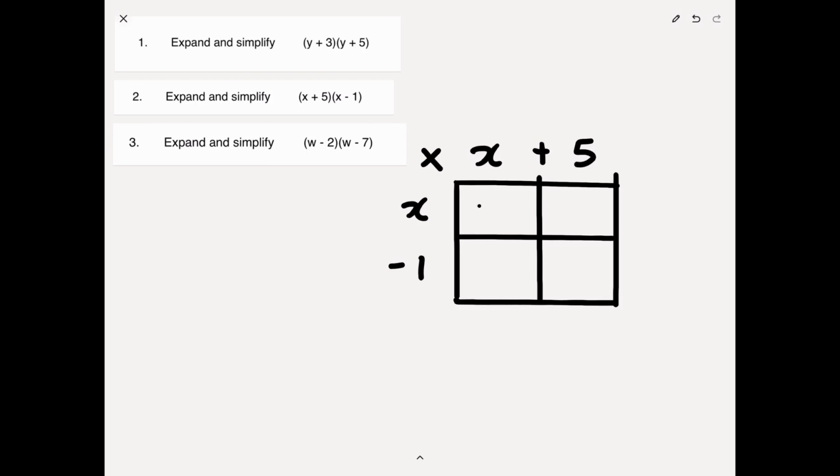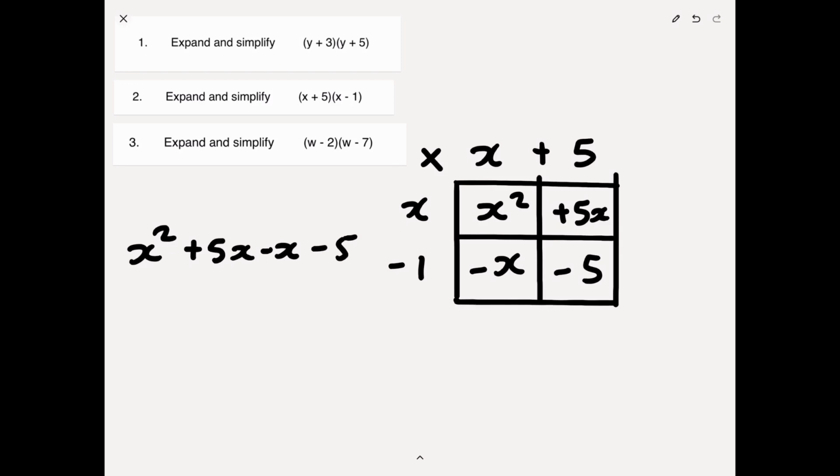X times x in the top left hand corner then, x squared. Now, x times minus 1, that's minus x. You could put minus 1x or minus x, they are the same thing. X times positive 5 is plus 5x. And minus 1 times positive 5, well, positive times a negative is a negative, that's minus 5. So we've expanded it to get x squared plus 5x minus x minus 5.